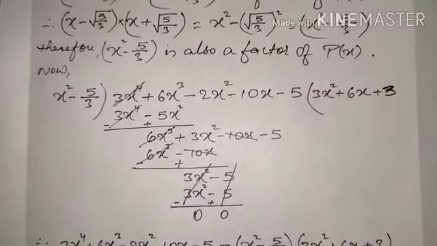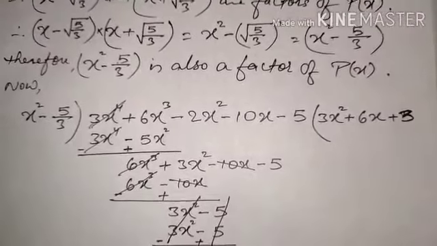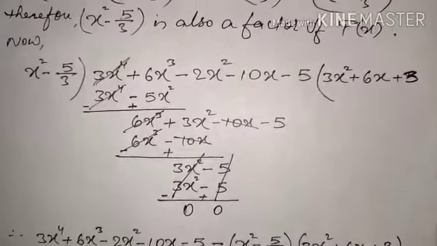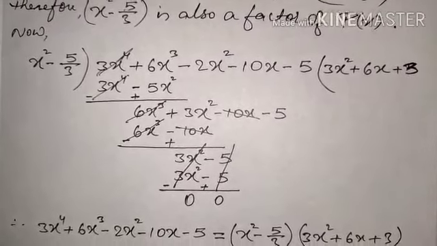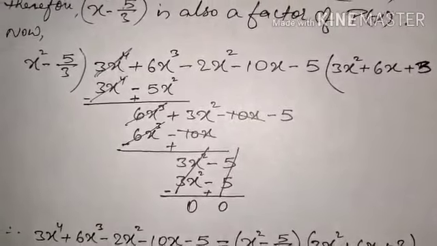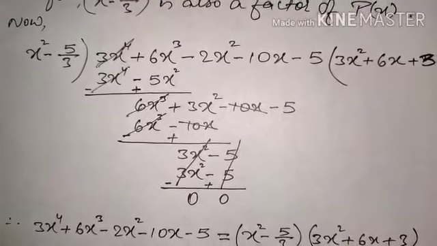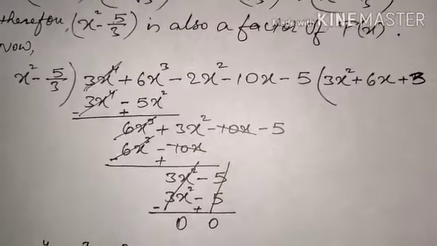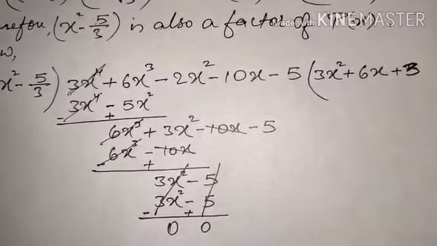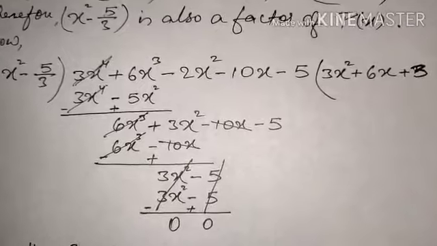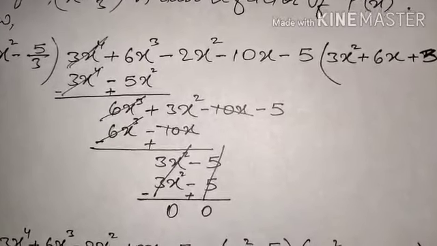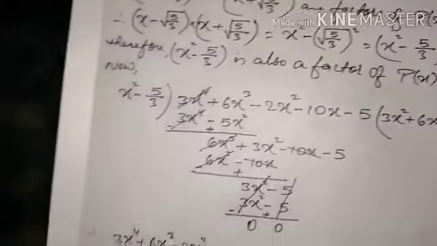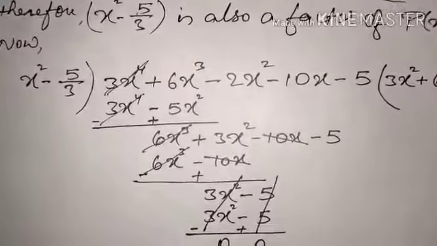Now that we have the factor, we can divide the given polynomial p(x) by this factor and get the quotient. Then we factorize the quotient and we can get the other zeros also. So let us do that. I'm going to divide the polynomial 3x^4 + 6x^3 - 2x^2 - 10x - 5 by x^2 - 5/3. The division rule is the same again, and this is already in standard form, so we don't need to bother much about it.